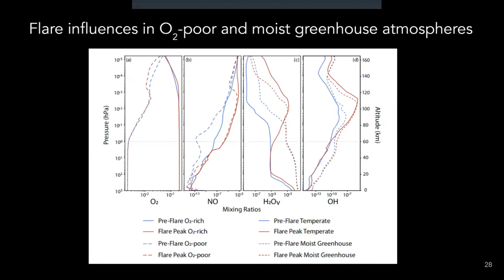Another interesting result is that flares can drive temperate surfaces into moist greenhouse upper atmospheres during the flare peak. And this feature is persistent in terms of its large water vapor inventory with repeated flaring. So this means that flares can drive temperate atmospheres into moist greenhouse states, which can allow the subsequent dissociation of water vapor and allow the hydrogen to escape via diffusion.